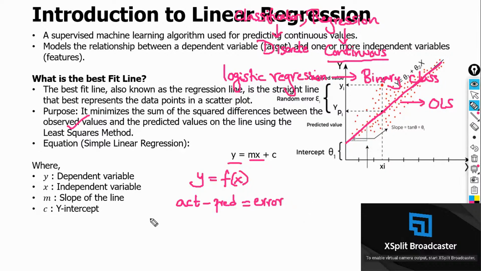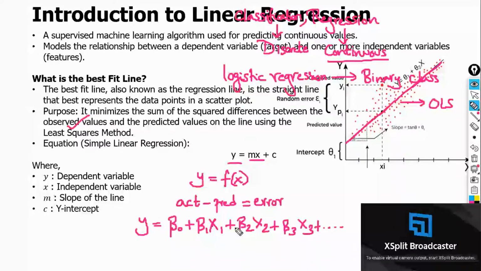When you see the equation of a linear regression, it will be like this: y equals beta naught plus beta 1 x1 plus beta 2 x2 plus beta 3 x3, and so on. This is the equation of a linear regression, where beta naught, beta 1, beta 2, beta 3, and so on are coefficients. x1, x2, x3, x4 are what? Inputs. Y is nothing but the output.